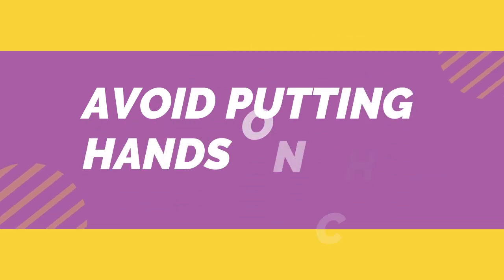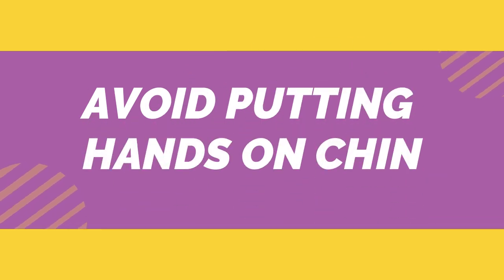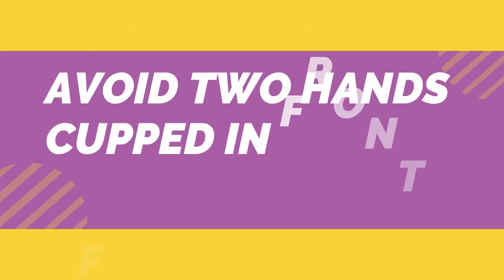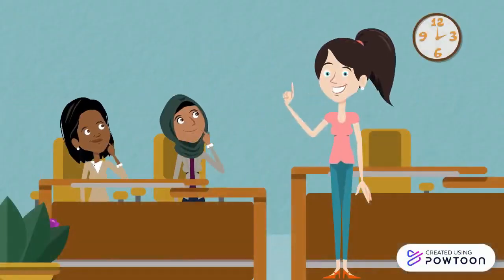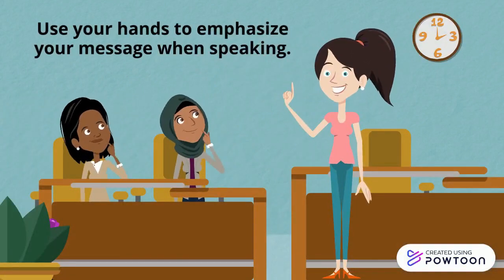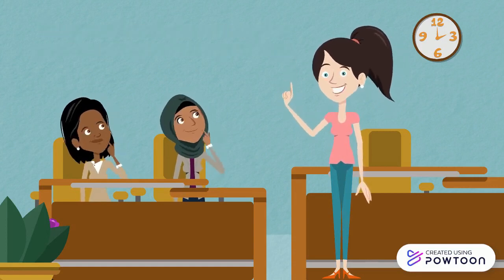Avoid putting your hands on your chin as if you're not ready with what you're going to say, because it seems you're still thinking of what to say. And lastly, avoid putting two hands cupped in front of your chest because it will make you look like you are covering something in front of your chest. Also, use your hands to emphasize your message when speaking. If relevant gestures are used at the right time, your message will be easily understood.